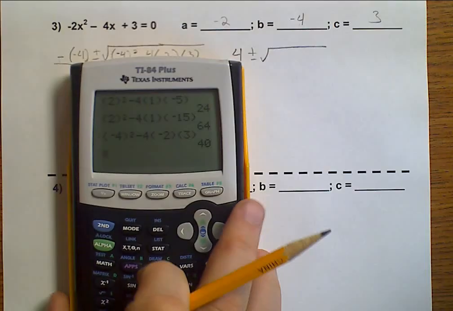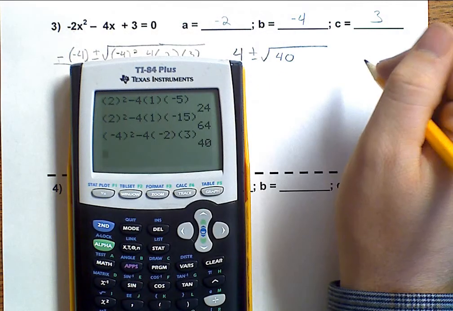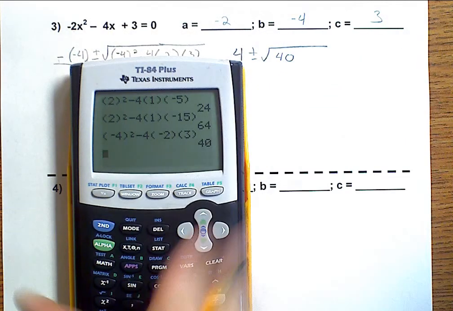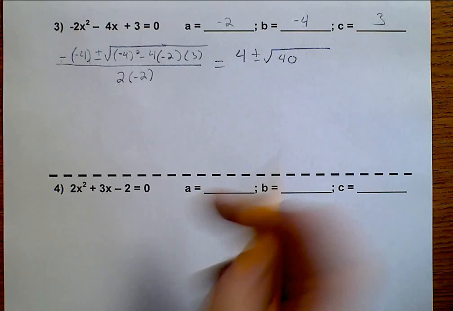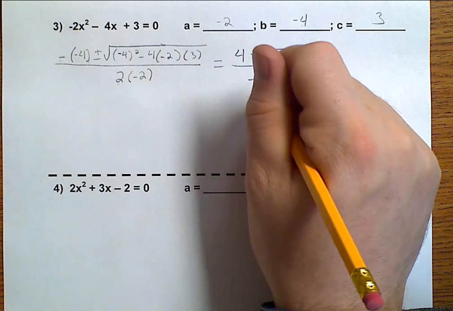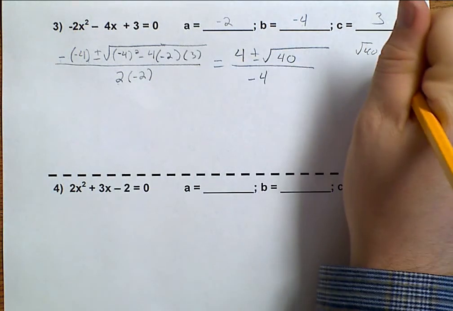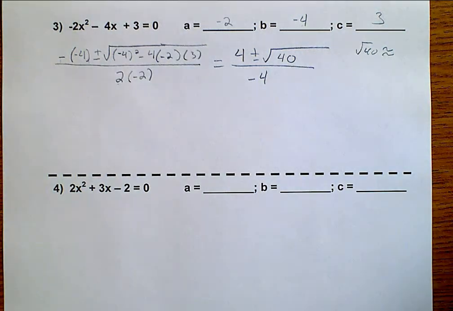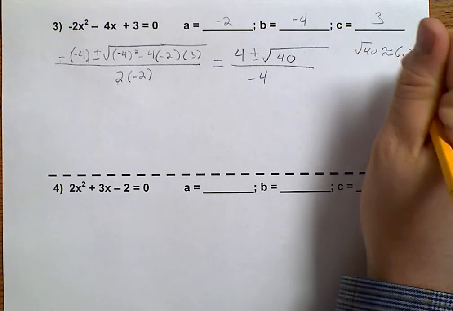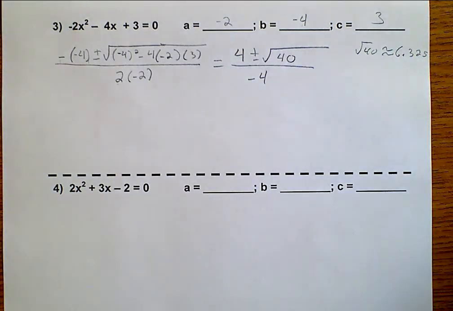And when I do this, I get 40, all over 2 times negative 2, which is negative 4. Well, the square root of 40, since 40 is not a perfect square, it's about 6.325. So that's what I'm going to use.